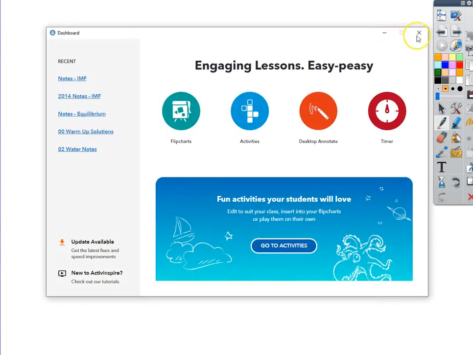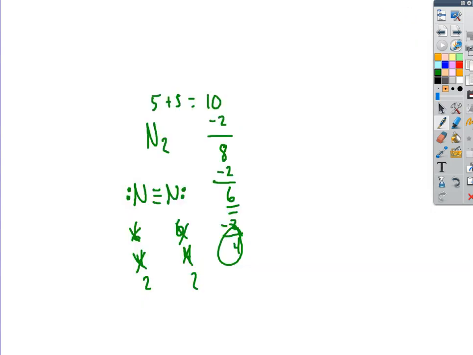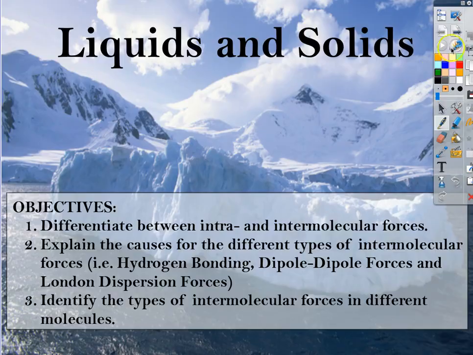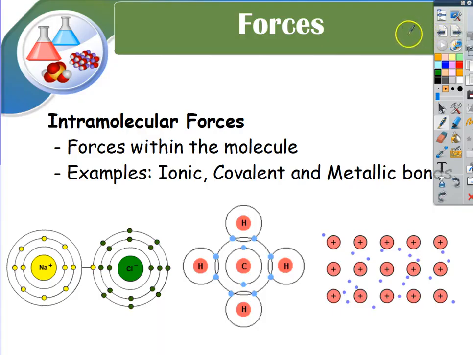Alright, so now we've reviewed how to get Lewis dot structures. We're going to move on. And so we're going to talk about how the molecules interact with each other. So intramolecular forces. That is the force that is within the molecule. And so there are 3 examples that are listed here. We've talked about these 3 before.